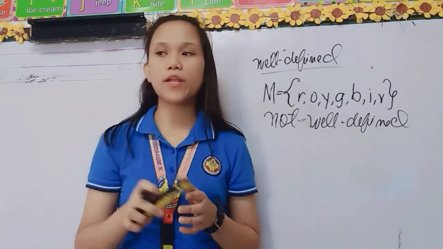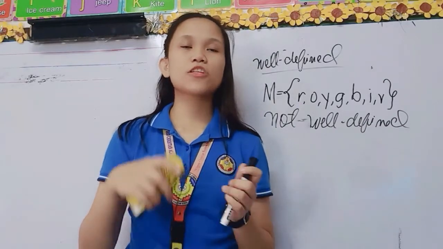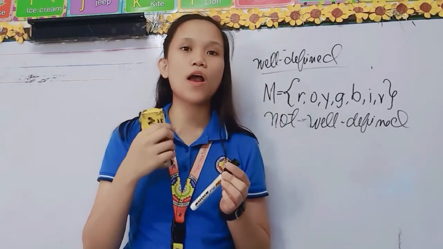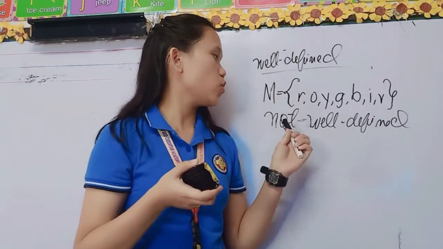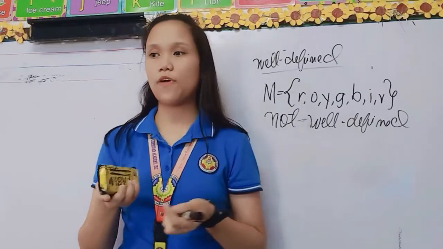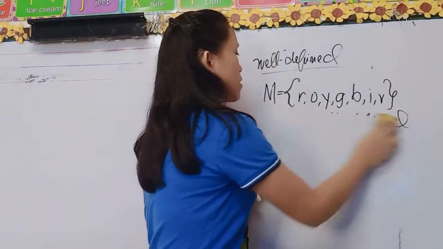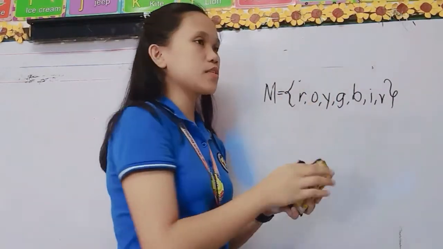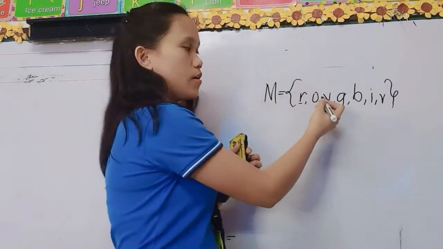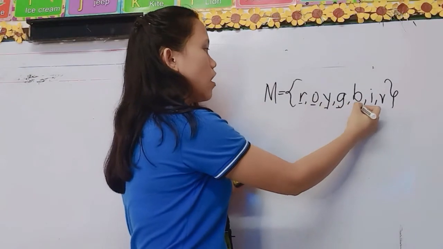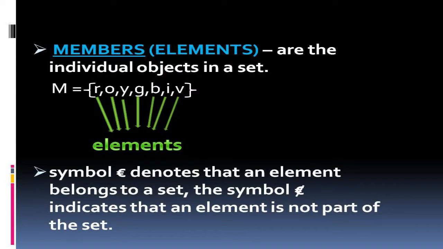Then another example is the collection of handsome teachers in GHG. For example, that certain teacher may look handsome to you, but not to your classmates. So that belongs to a not well-defined set. The elements that are contained within a set are called members. The red, orange, yellow, green, blue, indigo, and violet are called the members or elements.